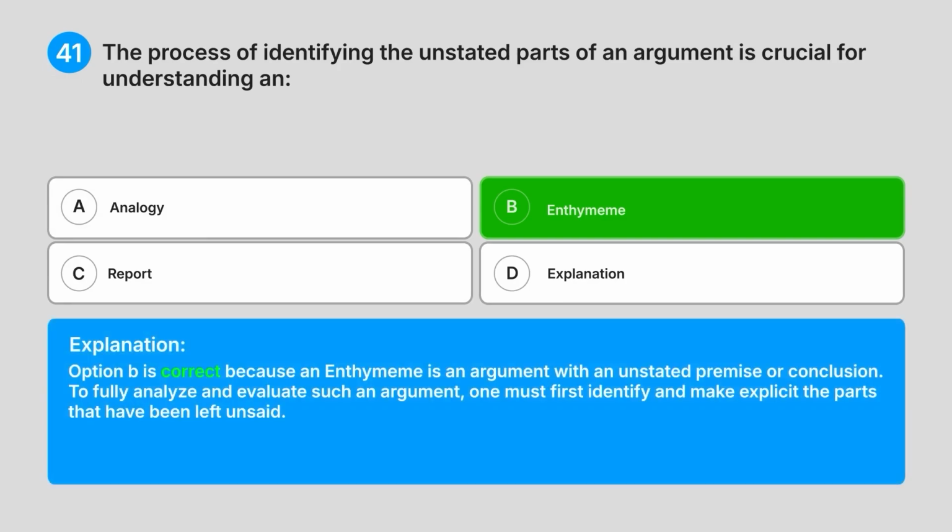Explanation. Option B is correct because an enthymeme is an argument with an unstated premise or conclusion. To fully analyze and evaluate such an argument, one must first identify and make explicit the parts that have been left unsaid.